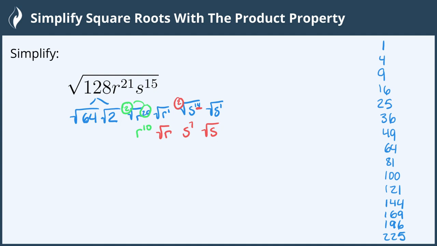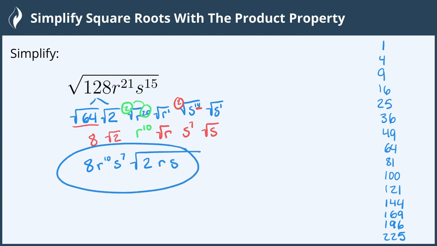Now I can go ahead and simplify. The square root of 64 is 8, and the square root of 2 is not a perfect square, so it also needs to stay under the radical. Now I can combine all of those that came out of the radical at the beginning, so I have 8, r to the 10th, s to the 7th, and all of those that remained in the radical can stay together, 2rs. Now we've simplified this square root with the product property, and we're all done.